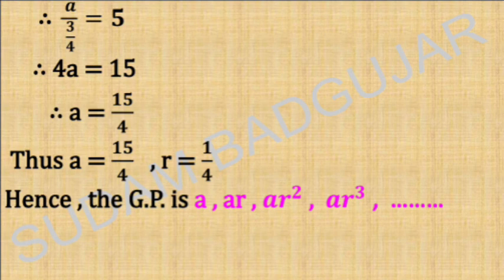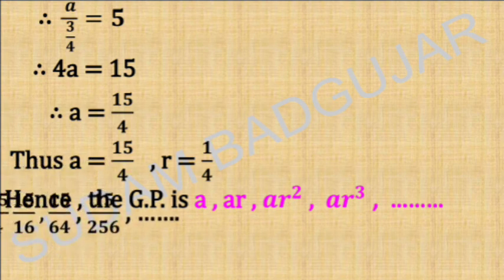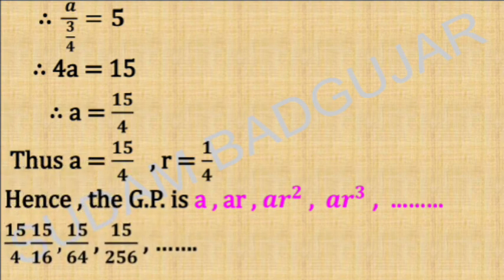Then the terms are A, AR, AR square, right? So 15 by 4 is the first term, then 15 by 4 into 1 by 4, that is 15 by 16, the second term. Then AR square is 15 upon 4 into 1 by 16, that is 15 upon 64. Correct, the numerator stays the same, so we can find each term: 15 by 4, 15 by 16, 15 by 64, 15 by 256 and so on. That is the terms of the GP. Okay, so we get the whole GP here.